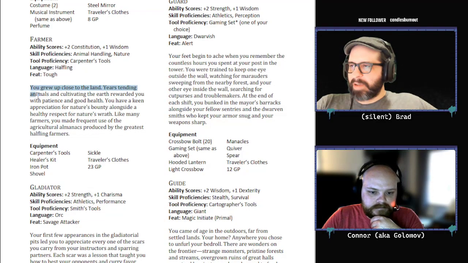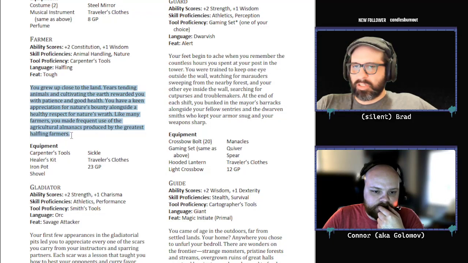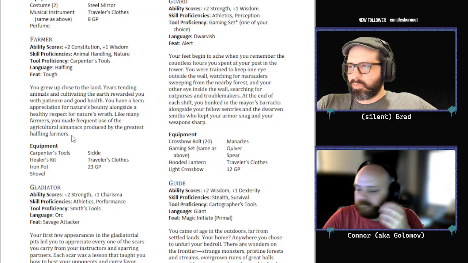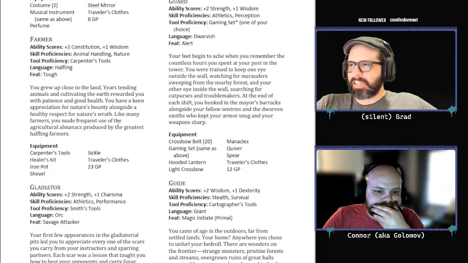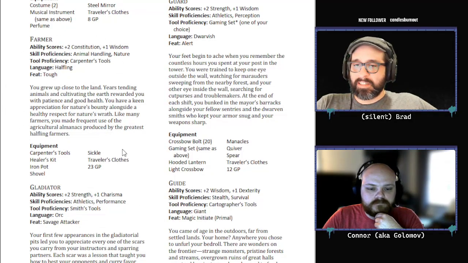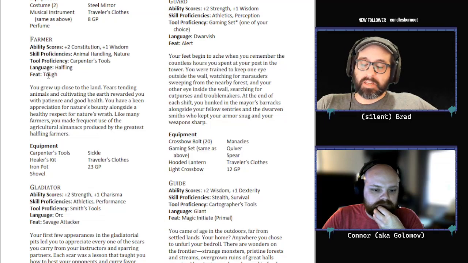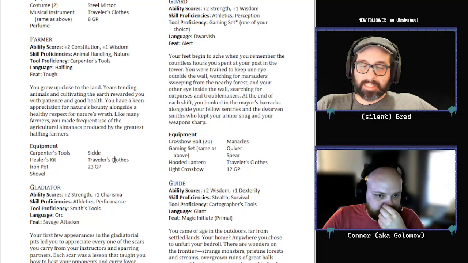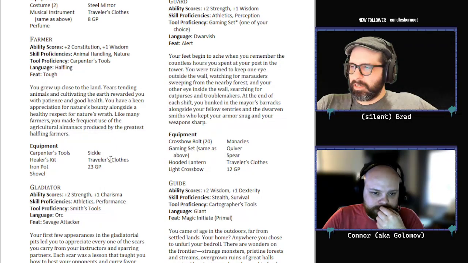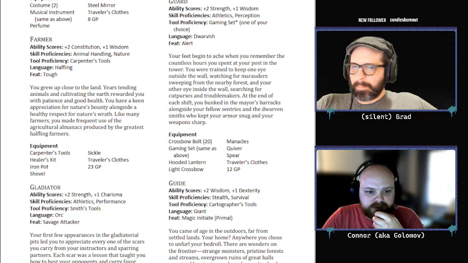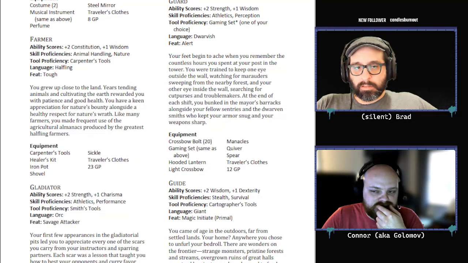Again, this background text is just sample stuff, so that's where they're kind of connecting it to the stuff that is in the abilities that you get. You also get the tough feat, which makes sense and is a pretty good feat. Halfling is interesting, but I wouldn't know what to give them other than that.